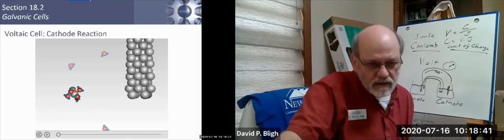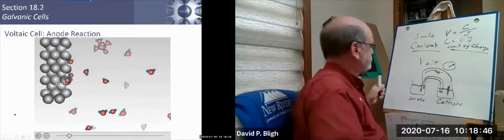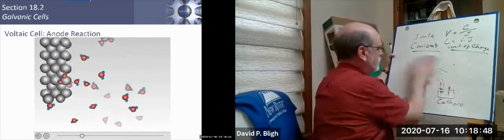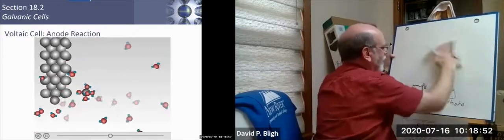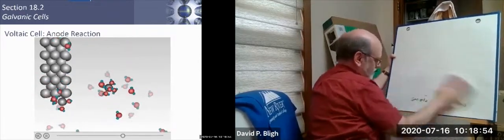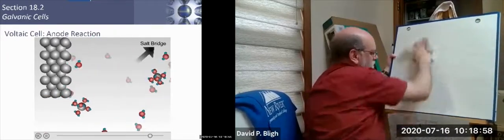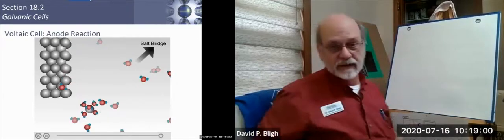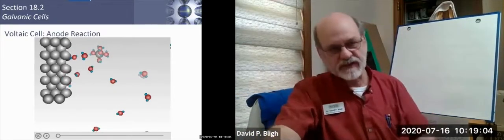Let's see. Next one. Watch the gray tip of the metal anode on the left. At the anode, metal atoms oxidize to release electrons, which flow as current through the electrode. Positively charged metal ions enter the surrounding solution. The metal ions move toward the salt bridge. So this is, in some sense, the opposite.